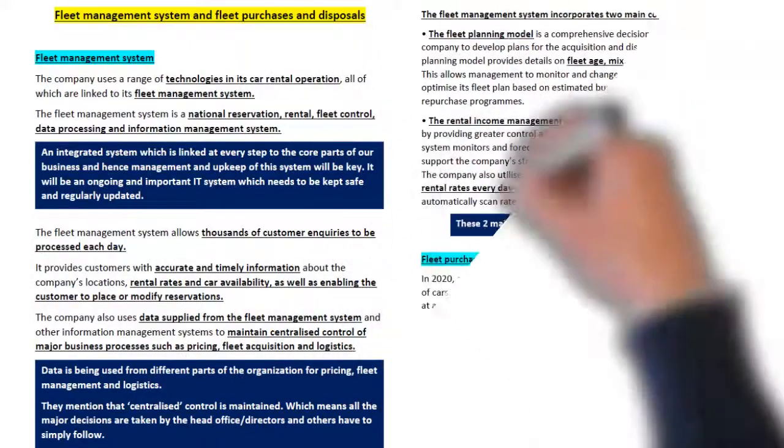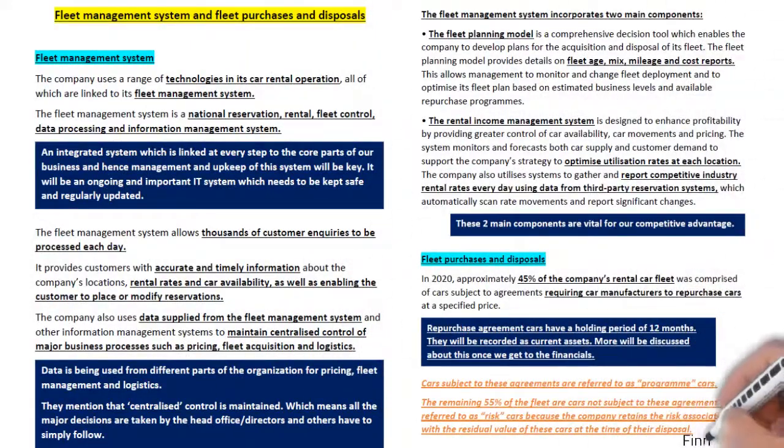Next important topic: fleet management system and fleet purchases and disposals. Very vital. The fleet management system is one of the major parts of a car rental company. The company uses a range of technologies in its car rental operation, all of which are linked to its fleet management system. The fleet management system is at the core, and then there are different technologies, different innovations that are combined into it that help you manage the fleet in a better way.